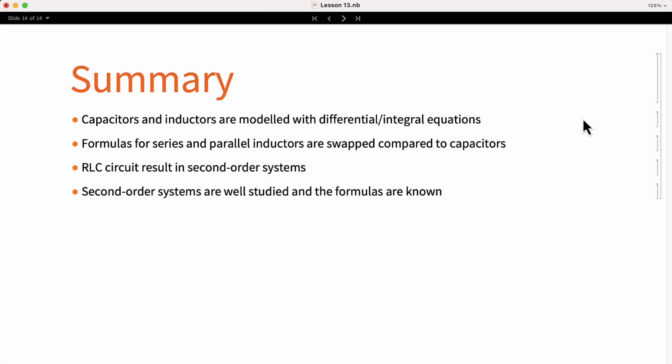To summarize this lesson, we learned that capacitors and inductors are modeled using differential equations. We derived the formulas for parallel and series connections of capacitors and determined that for inductors, the formulas are swapped. We learned that the RLC circuit results in a second-order system. These kind of systems have been characterized, and we derived the formulas to design the circuit according to the parameters we wanted.